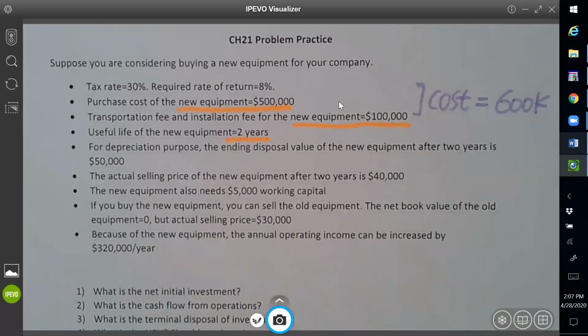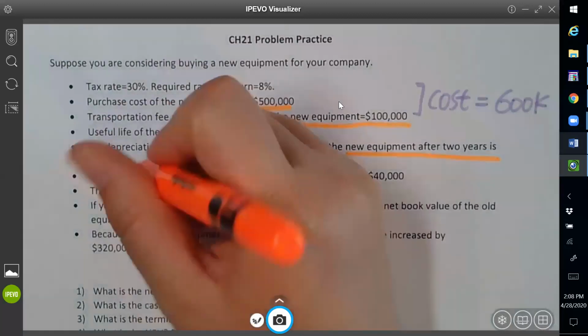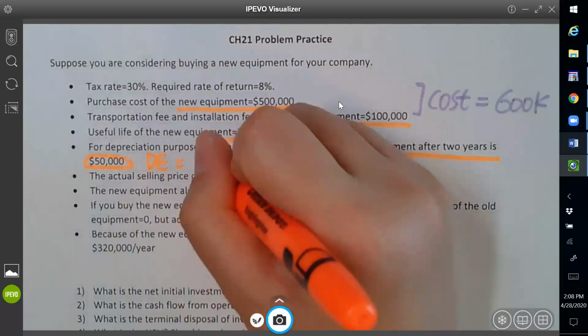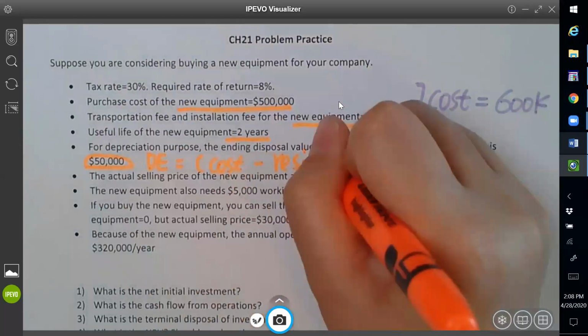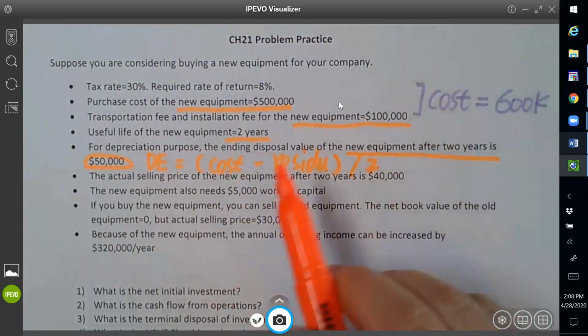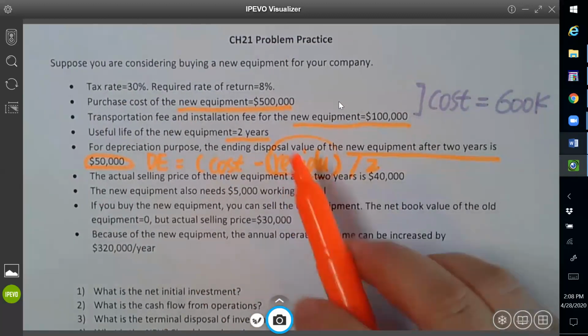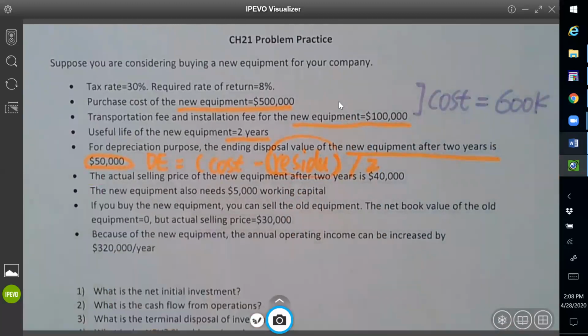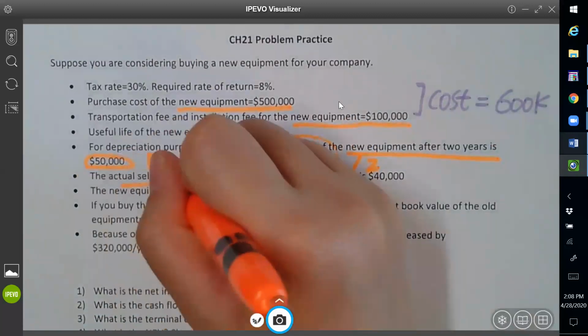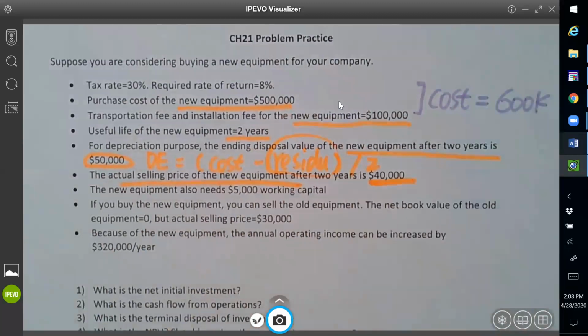When we do depreciation expense, the ending disposal value of the new equipment after 2 years is 50,000. Remember, depreciation expense is the cost minus the residual, divided by 2 years in this one. The question said when you do depreciation expense, you use the book residual of 50,000. But the actual selling price is 40,000.